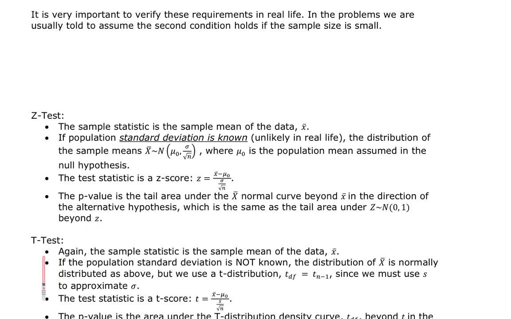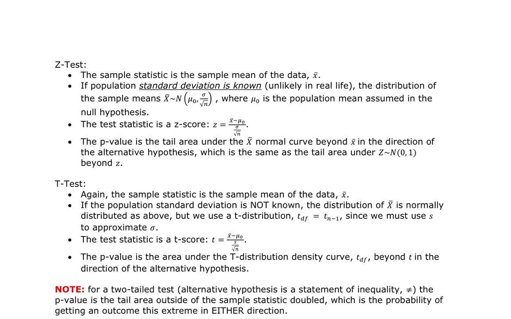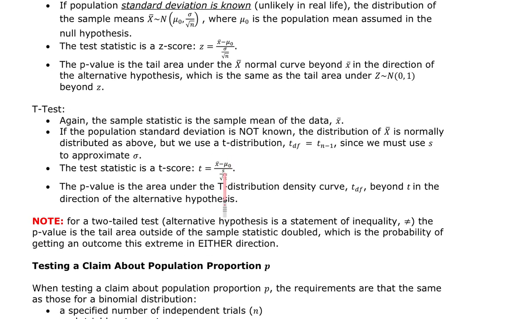beyond z. T-test. We use a t-test when we have the sample mean x bar and the population standard deviation is not known, which is most of the time. The distribution of x bar is normally distributed as above, but we use a t-distribution, so we need to know the degrees of freedom, which is the sample size minus 1, since we must use s, the sample standard deviation, to approximate sigma. The test statistic is given here, where it's s divided by the square root of n, and the p-value is the area under the t-distribution density curve beyond t in the direction of the alternative hypothesis.